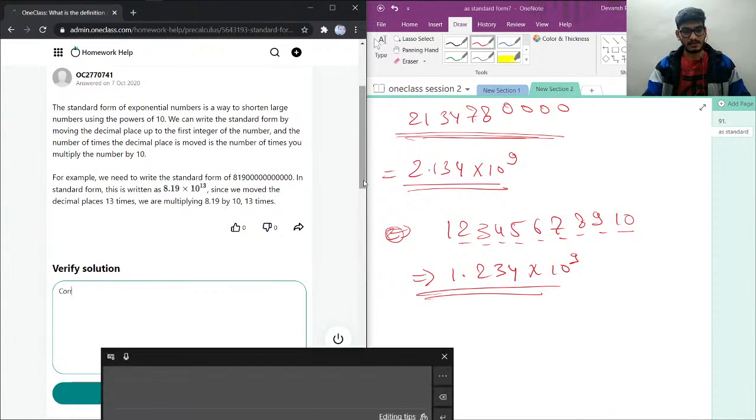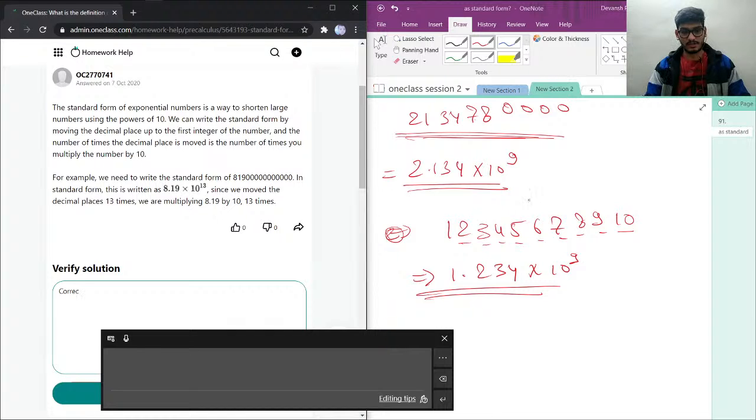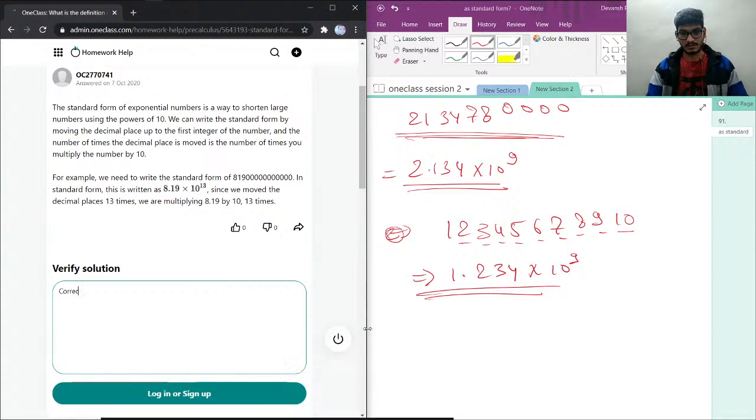So again, the solution given here is correct. Great job.